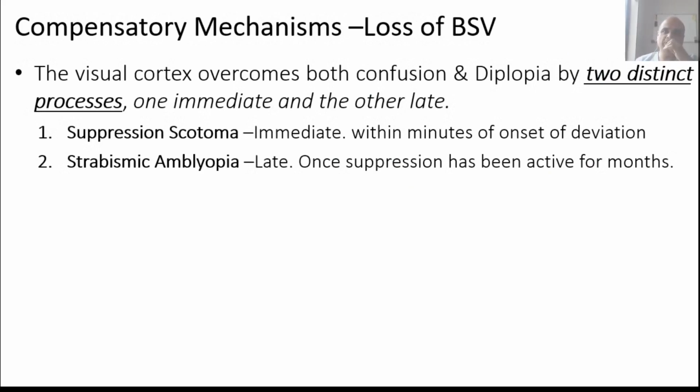So how does the brain compensate for this? Obviously, if you have confusion and diplopia, you can't simply walk around. It has to be overcome, and it is overcome by two very different processes that take place at various points in time. One is separation scotoma, and the other is strabismic amblyopia. Separation scotoma is something that is very immediate. It forms within minutes of onset of deviation. Strabismic amblyopia is something that happens later. It occurs once suppression has been active for months.